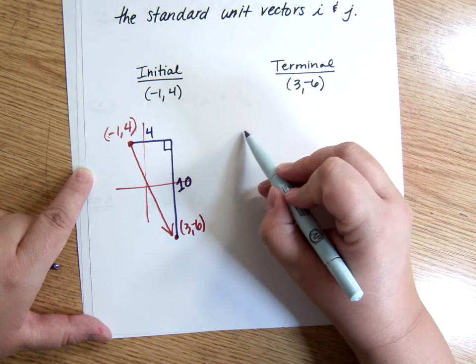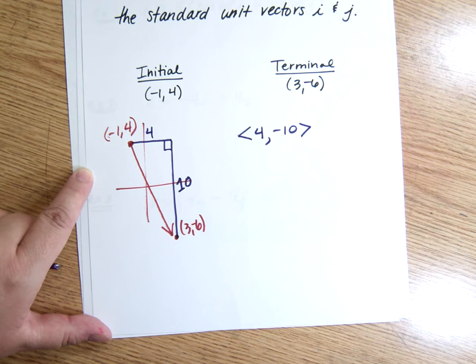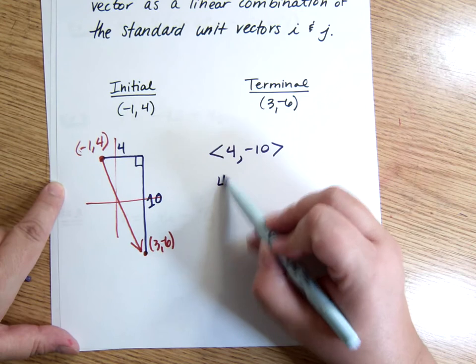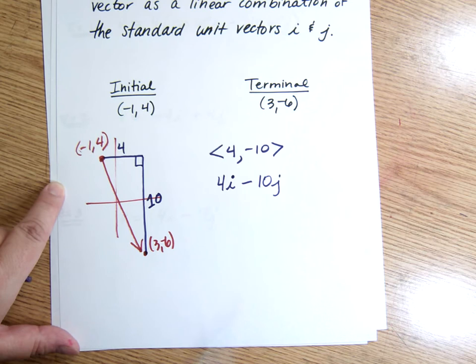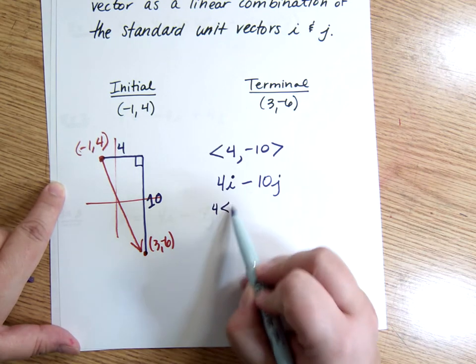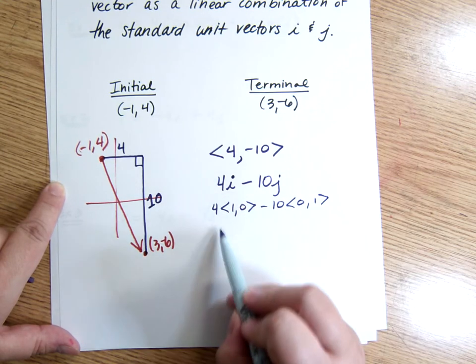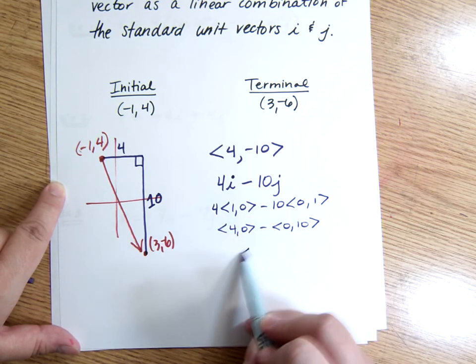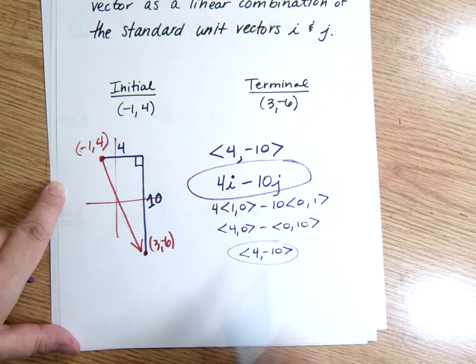So in component form, this would be 4, -10, because I'm going to the right and down. If I write it with the i and j, all that changes is I just say that's 4 times i minus 10 times j. And if you wanted to work it out, you could. Like I showed you earlier, this means 4 times <1, 0> minus 10 times <0, 1>. This would be <4, 0> minus <0, 10>. And that would be <4, -10>. But this is the answer. This is just checking it.